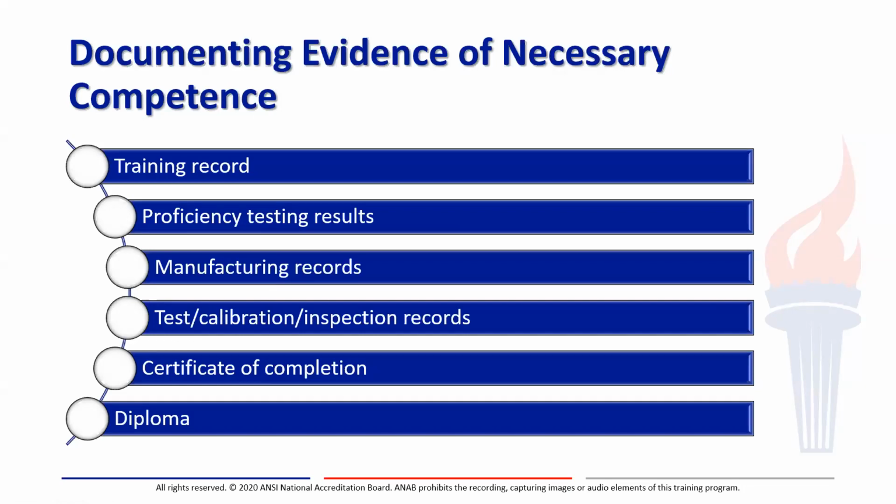Now let's talk about documenting evidence of necessary competence. An obvious example is the good old training record, be it electronic or hard copy. Other records can include proficiency testing results for laboratories, manufacturing records and test, calibration, or inspection records. Certificates of completion and diplomas also document evidence of necessary competence. Again, the records maintained depend on the organization and the competence requirements that are being demonstrated. Some organizations use a variety of documentation as evidence of necessary competence.